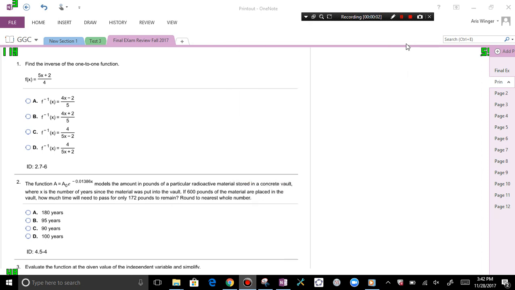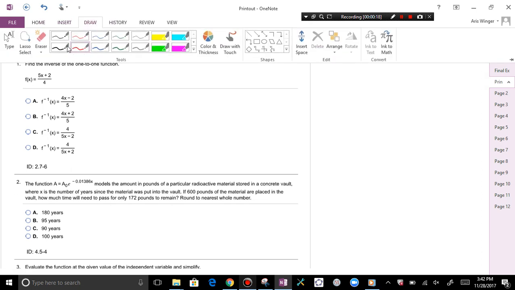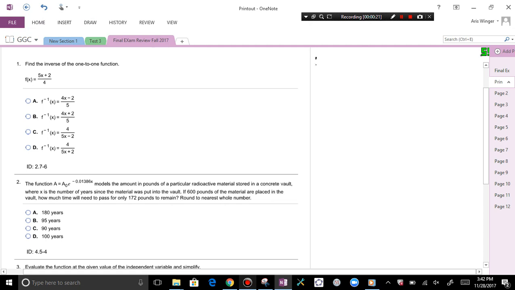Okay. Number one, find the inverse of the one-to-one function. There are just a few steps to finding the inverse. They involve things that we know how to do. When you want to find the inverse of a function, first of all, set y equal to the function. In this case, the function is 5x plus 2 over 4. So you would set y equal to 5x plus 2 over 4.